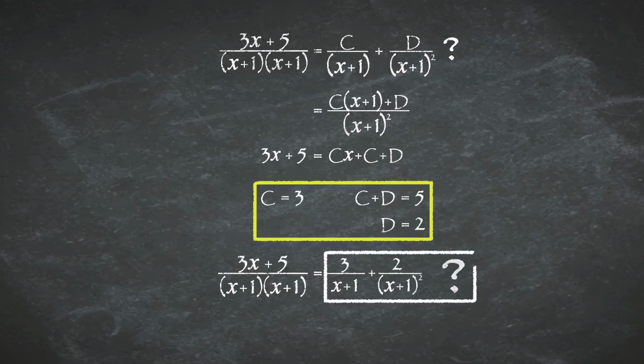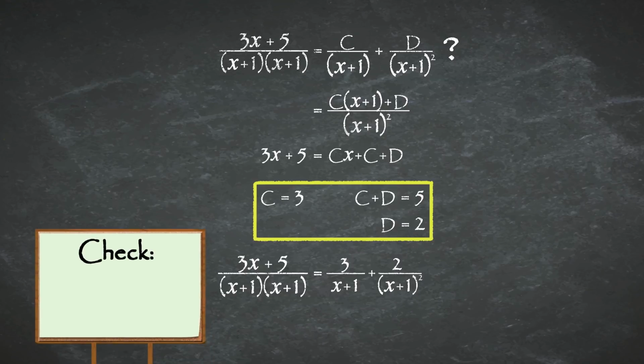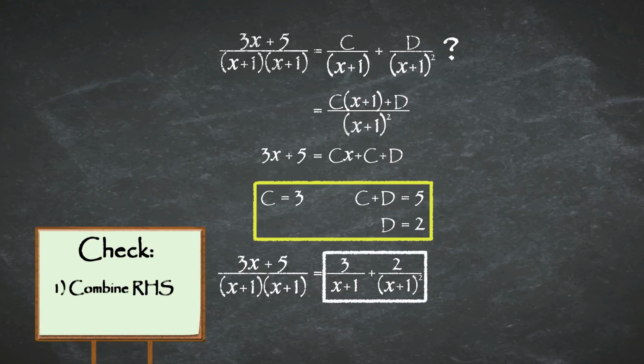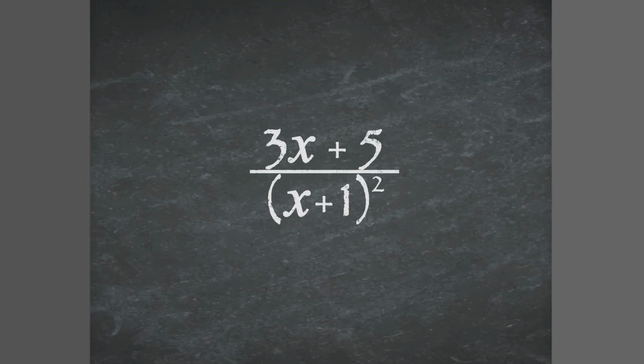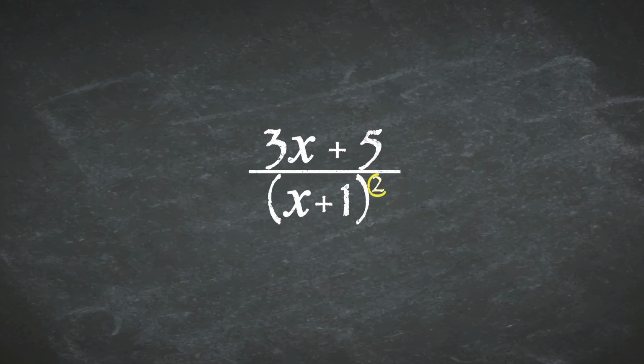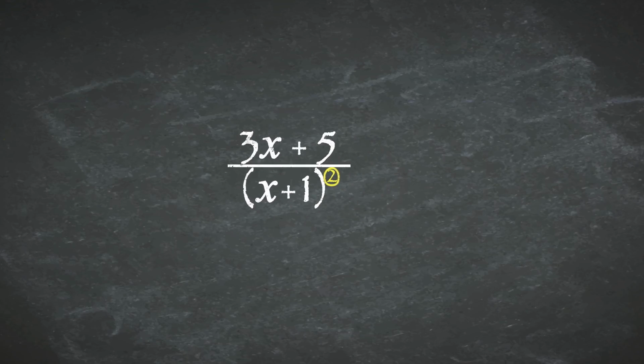Is this definitely correct? Check it yourself. Combine the two partial fractions. Do you get the same fraction as the one on the left-hand side? Now we know that when a fraction has a repeated linear factor in the denominator, its partial fractions look like this.